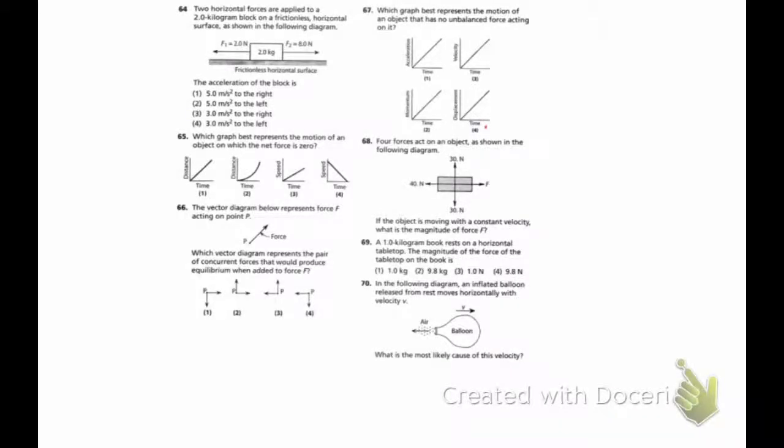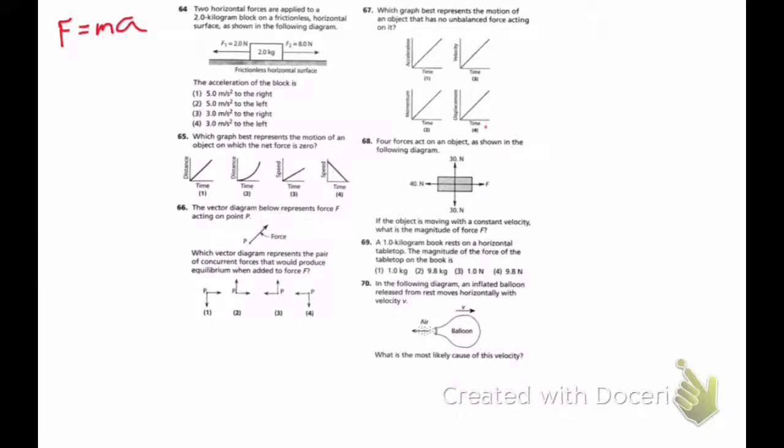Alright, question number 64 reads, two horizontal forces are applied to a 2 kilogram block on a frictionless horizontal surface, as shown in the following diagram. What is the acceleration of the block? Well, when we're talking about mass, acceleration and forces, we need to use the equation F equals ma.